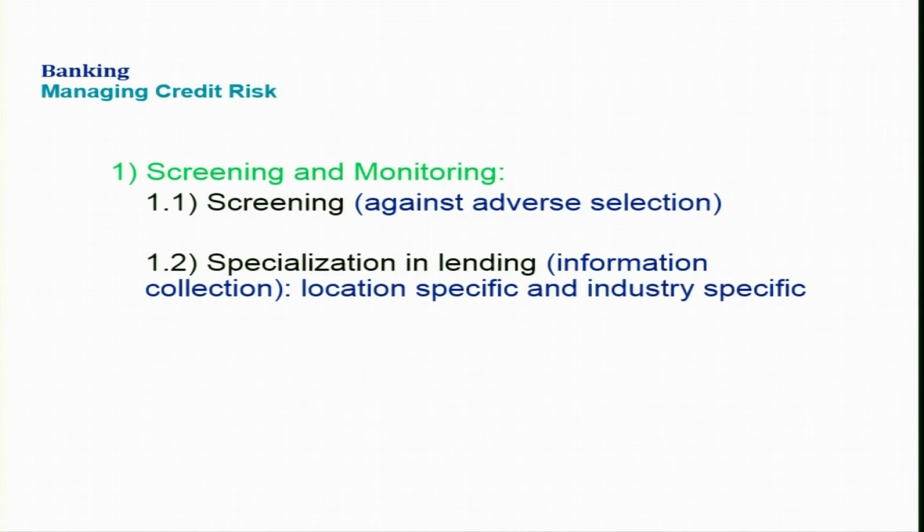So, there are different options that banks use to manage credit risk. That means when a bank is making a loan, at that time the credit risk, the default risk, is what the bank is facing. So, at that time banks use various tools in order to reduce or manage the credit risk. One of them is screening and monitoring of potential borrowers.